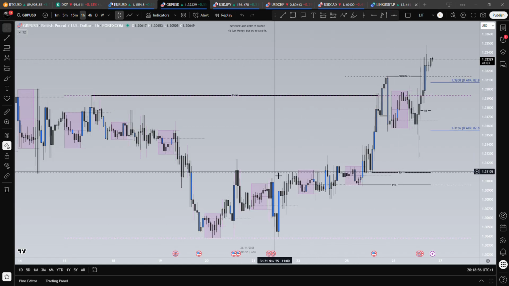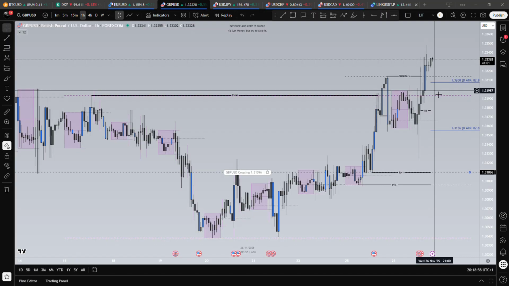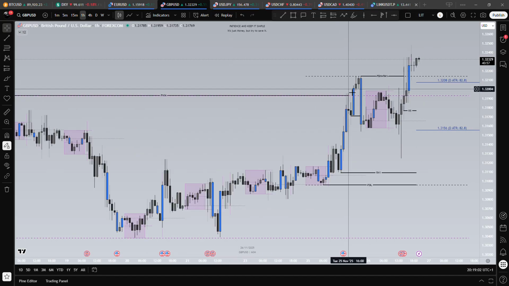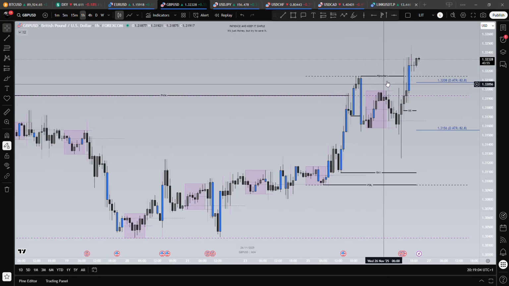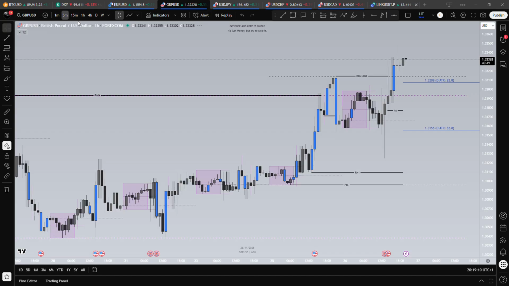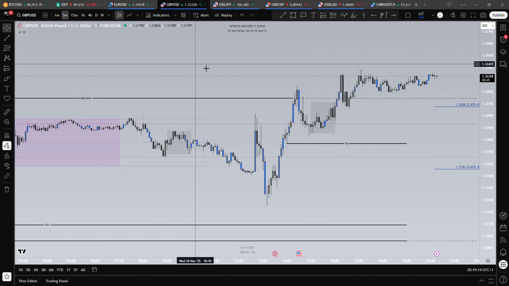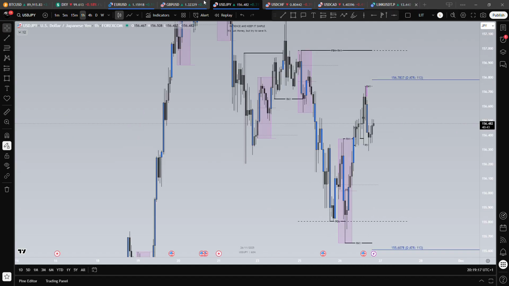Then GU. In this case, we took this previous weekly high, breaking structure to the downside. So here we have previous daily high and current liquidity H1. I didn't look for any trades here, of course. And then we had this movement to the upside, but no break of structure, so no trade for me.